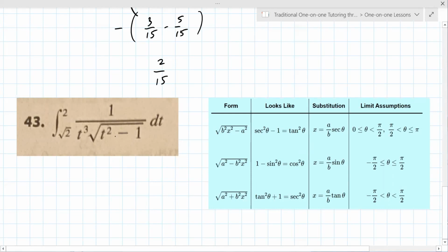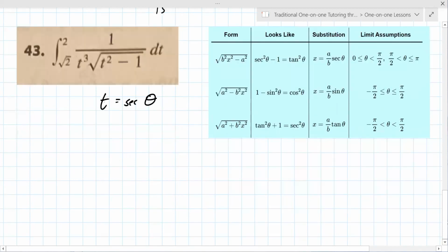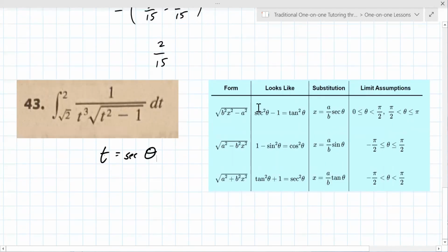The second one is in this form, x squared minus a squared. So it's the form of secant. So we're going to make this t equals secant theta, because it's in this form. It's got the variable squared minus a number. Is that okay? The expressions we have are a squared minus x squared, a squared plus x squared, and x squared minus a squared. Those are the 3 we have. Yeah, that third one is a secant substitution.